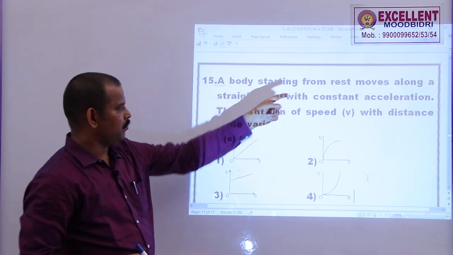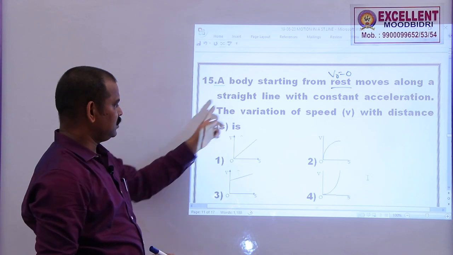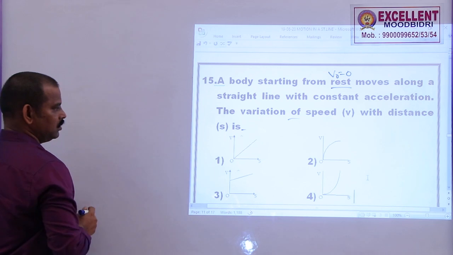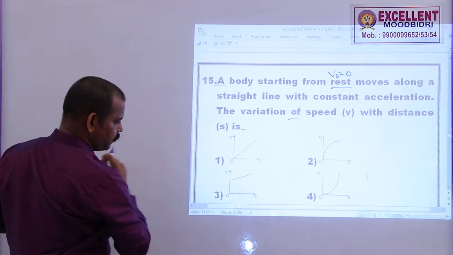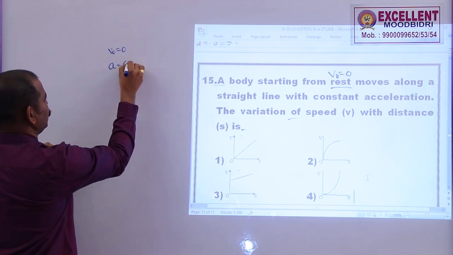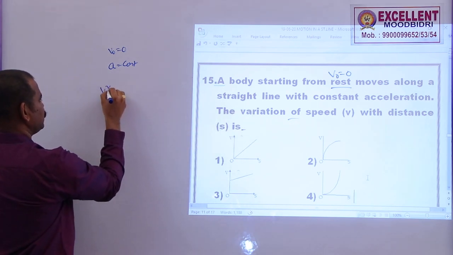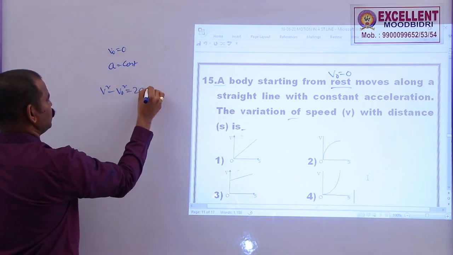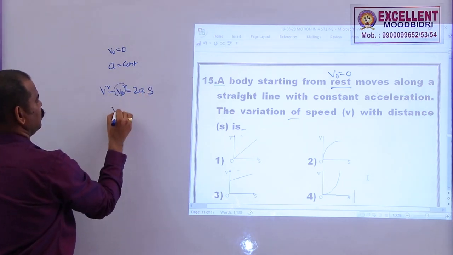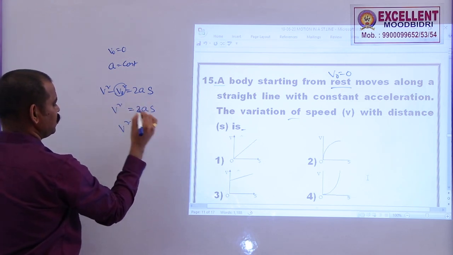A body starting from rest, so initial velocity is 0, moving along a straight line with constant acceleration. The variation of speed and distance is given by which of the following graphs? When the initial velocity is 0 and acceleration is constant, we need the relation between speed and distance. So v square minus v naught square is equal to 2as, here displacement s. v naught is already given as 0, so v square is equal to 2as, v square is directly proportional to s.